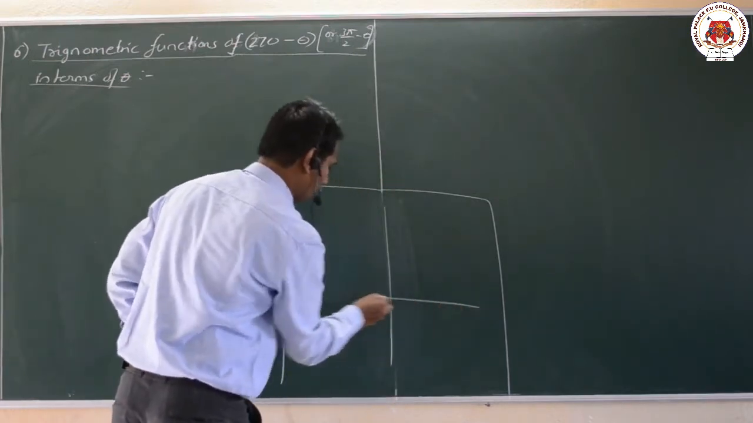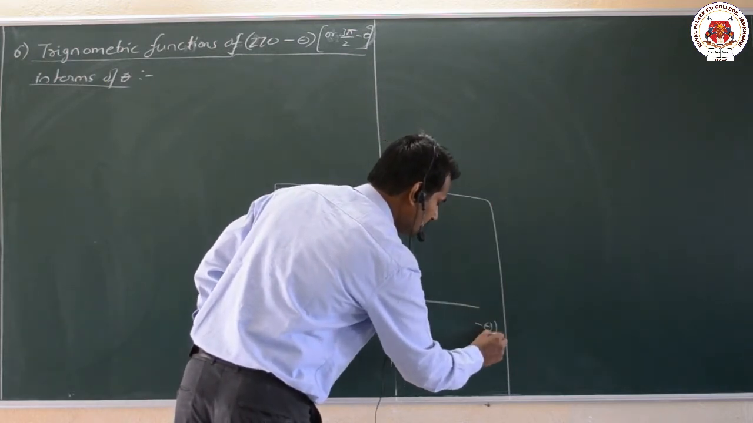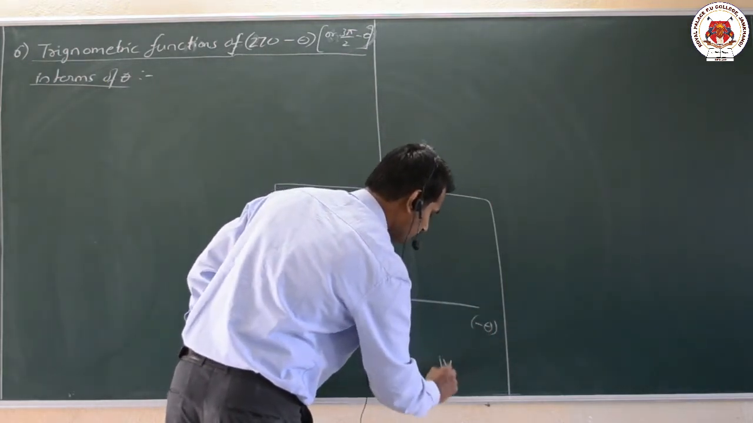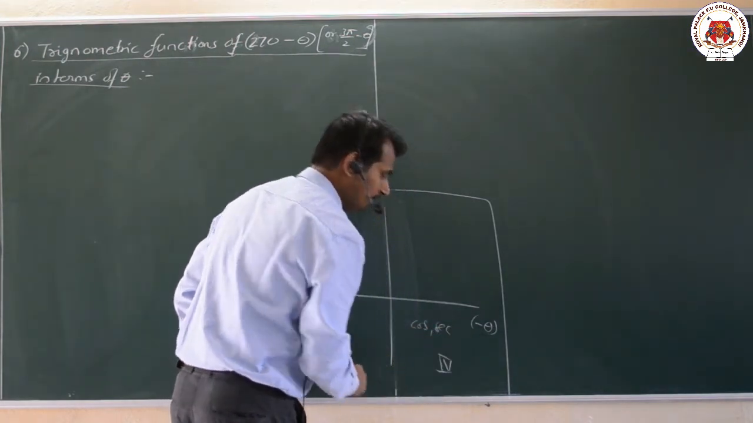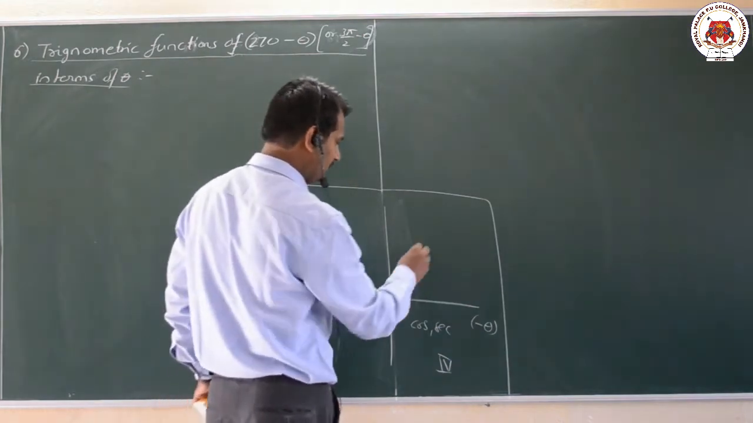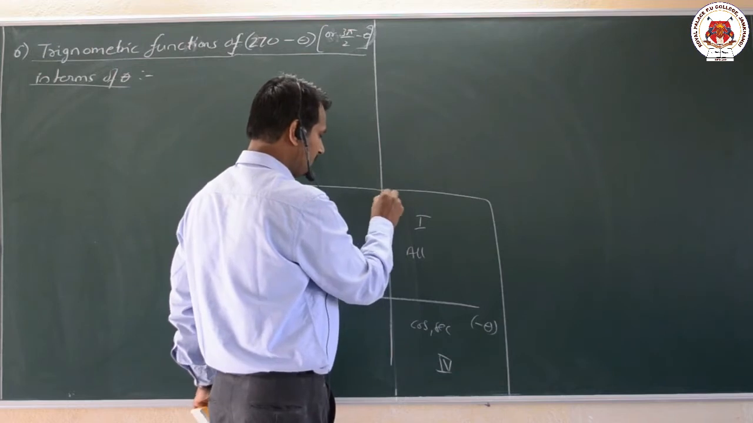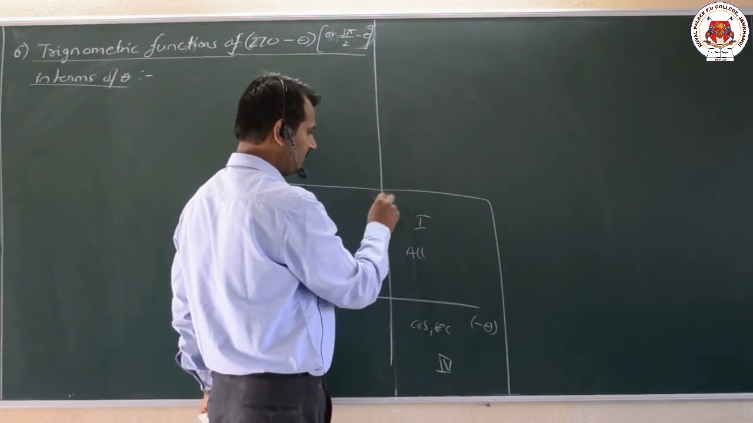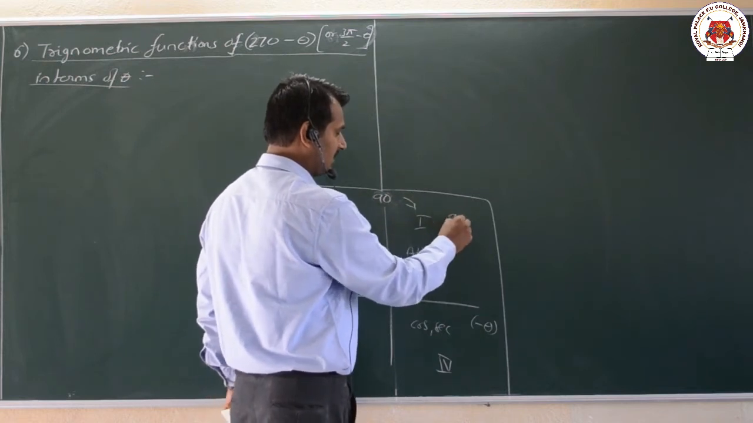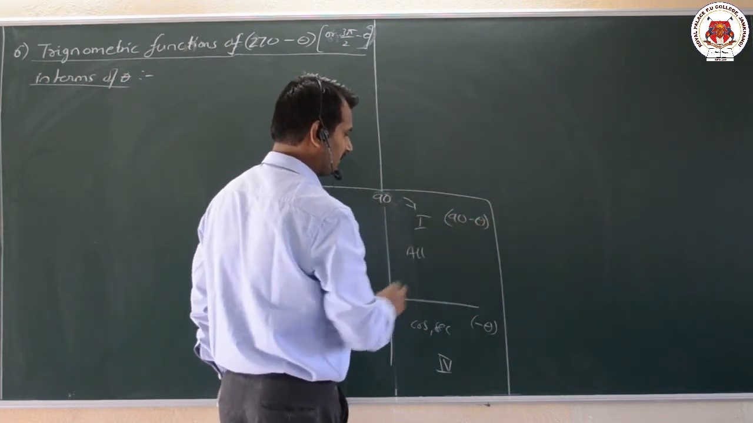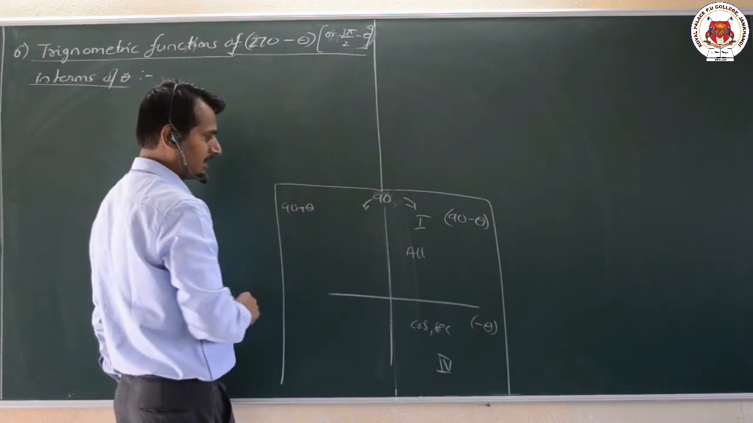So in these four quadrants, minus theta comes in which quadrant? That is the fourth quadrant, where cos and secant are positive, remaining all are negative. In the first quadrant, all are positive. Here it becomes pi by 2, or 90 degrees. Here it is 90 minus theta, and here it is 90 plus theta.